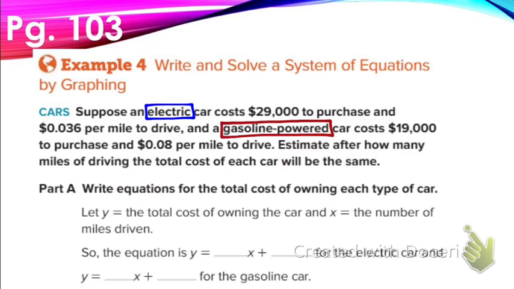How much does it cost to own the electric car? $29,000, and that's all I ever have to pay for? $29,000 is just how much I have to pay when? To purchase it. So how many times do you have to pay that $29,000? Once. This is our initial or our starting cost.